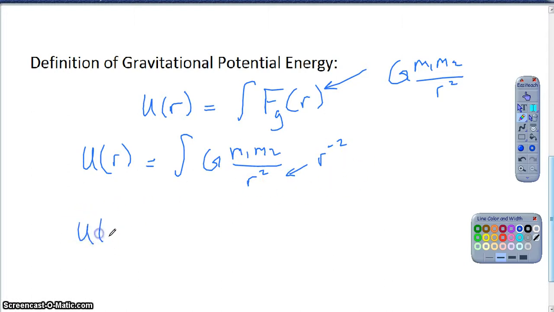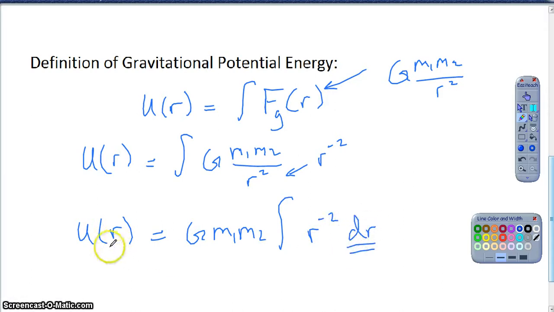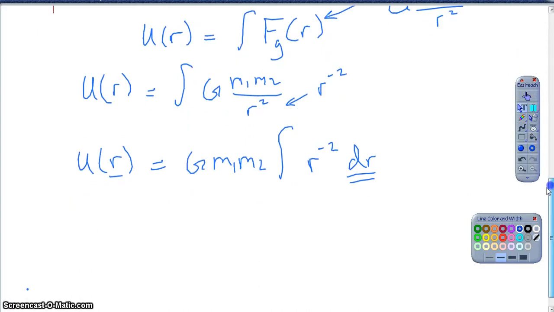So anyway, the potential energy as a function of position equals, I'm going to bring out my three constants, G, m1, m2, times the integration of r to the negative second, and it is with respect to dr, since both of these functions were in terms of that position. So again, bringing this all the way out, how do I integrate this?